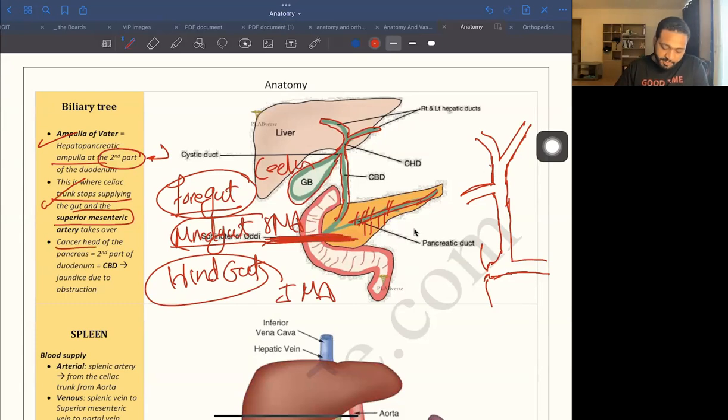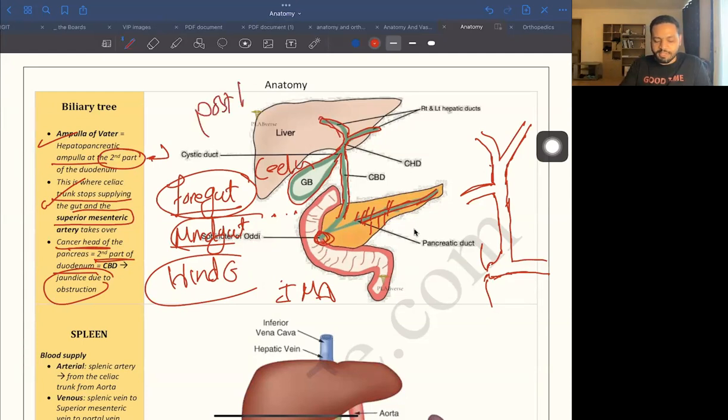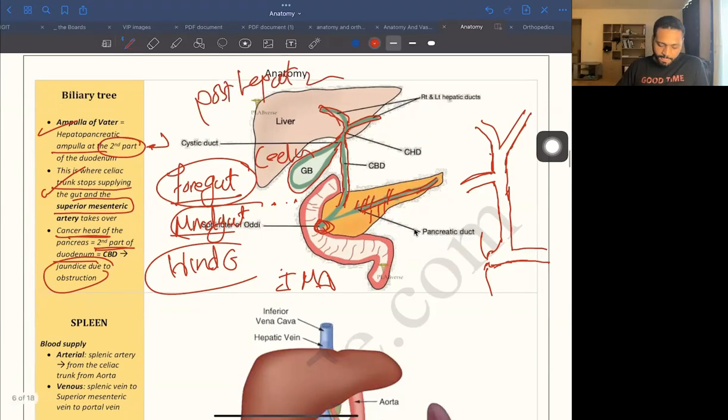Okay, cancer of the head of the pancreas, second part. If you have cancer of the head of the pancreas, it will close this opening, and it will lead to jaundice because obviously your bile is not draining, and it will cause a post-hepatic problem. All right, so it will lead to jaundice as well.